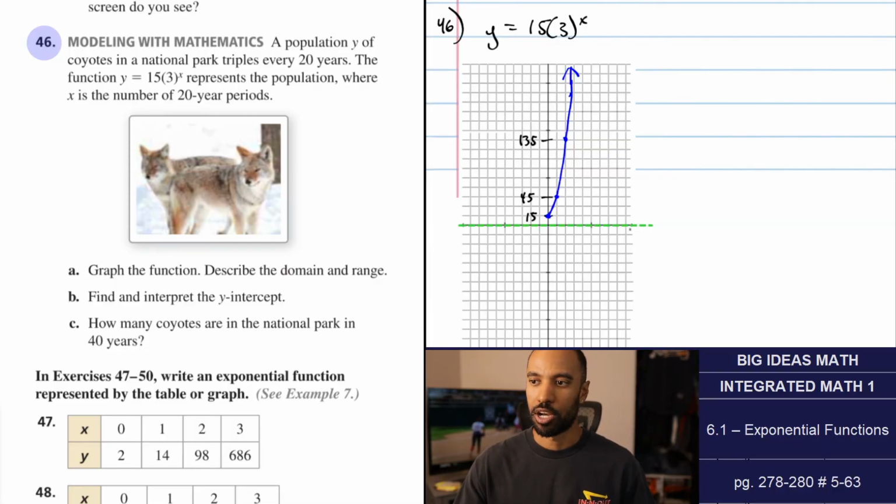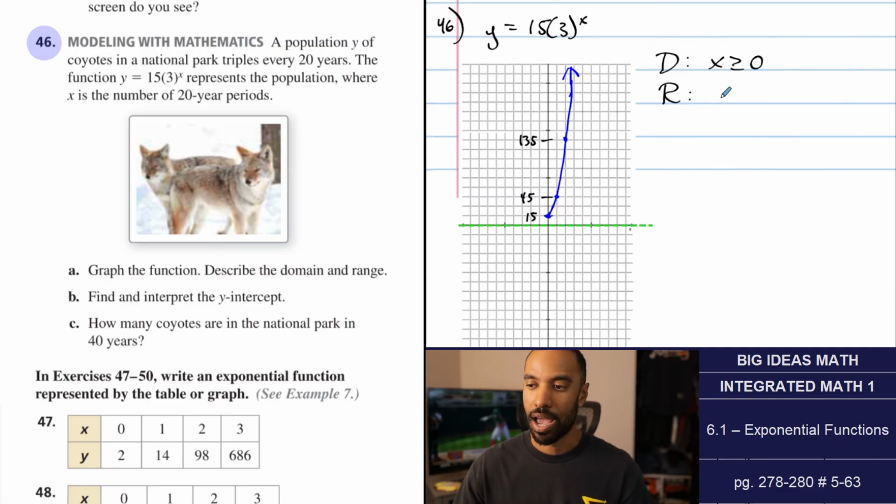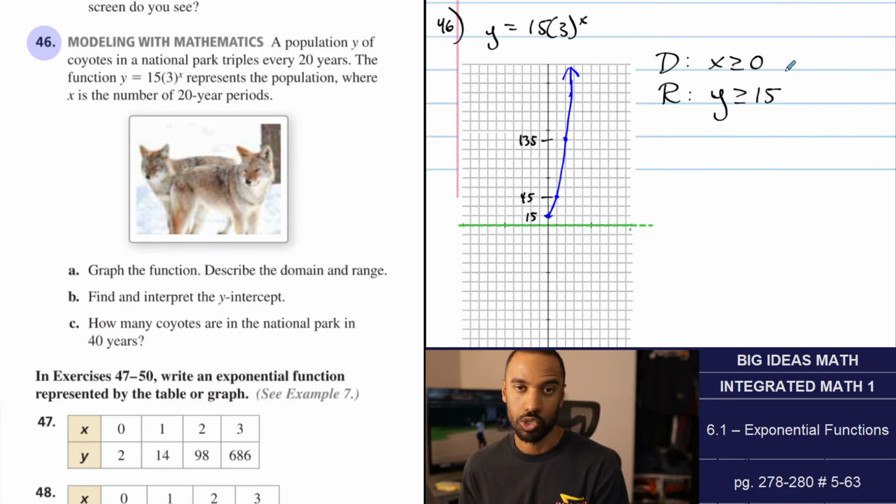It says describe the domain and range. To me, the domain is going to be greater than or equal to 0. This is when our model begins. Therefore, our population is at lowest 15, and it actually hits 15. So y is greater than or equal to 15 coyotes at that time. Keep in mind, x is going every 20 years. So when x is 1, that's 20 years later.